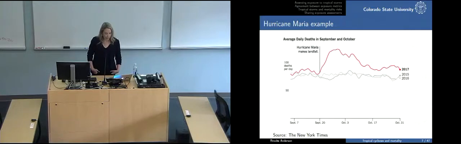This is looking at how the New York Times did that. You can see again, we have Hurricane Maria making landfall right here. And they took deaths from the previous 2 years. These are all kind of a running smooth of this, so they don't look too jagged. And here's the deaths after the storm, how they went up and stayed up.